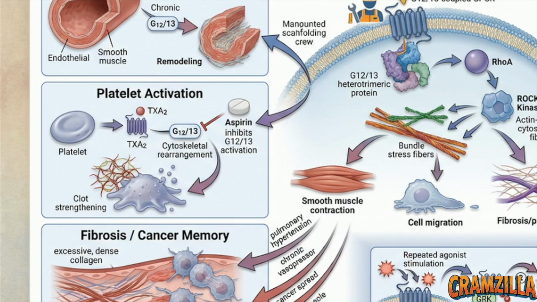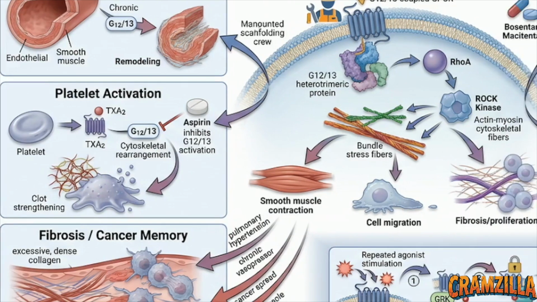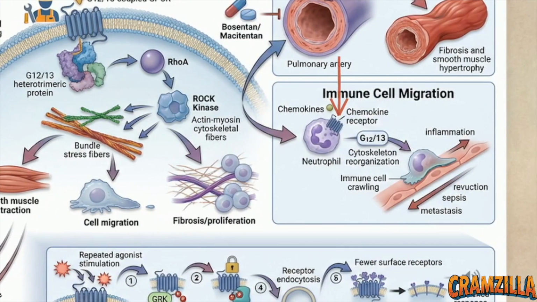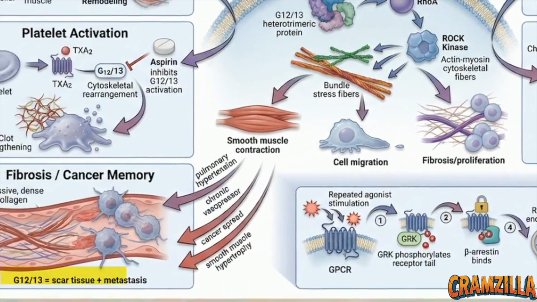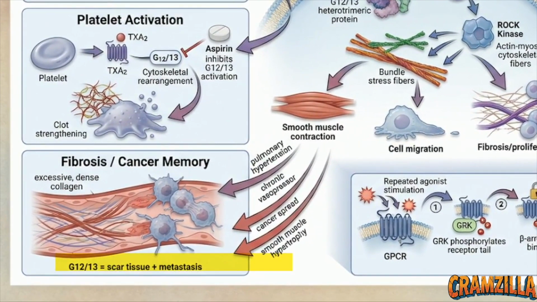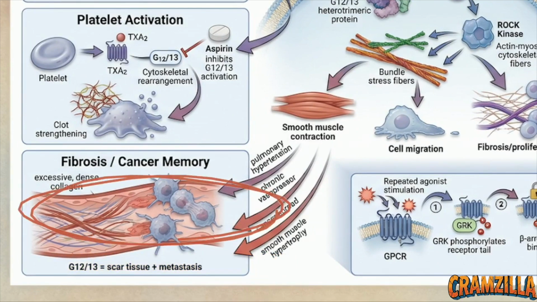On the complete opposite side of the spectrum, observe the immune response. Chemokine receptors activate G12/13 to force neutrophil crawling. The cell physically drags itself towards an infection using directional chemotaxis during sepsis or inflammation. The most aggressive application of this cellular motor is found in oncology and chronic disease. The physiological rule here is that G12/13 equals scar tissue and metastases. The excessive dense collagen production in fibrosis and the physical spread of cancer cells both rely on activating this exact pathway.